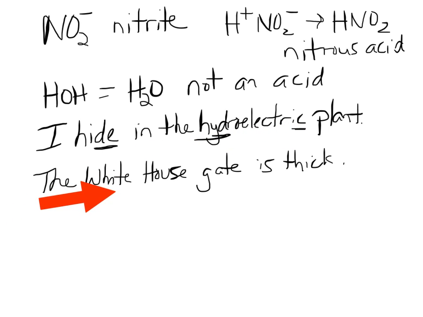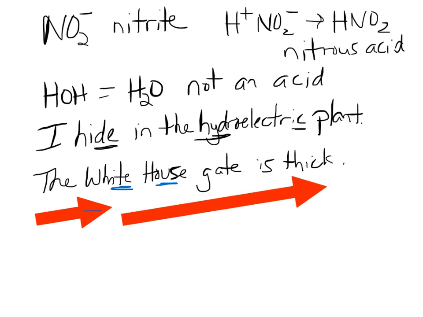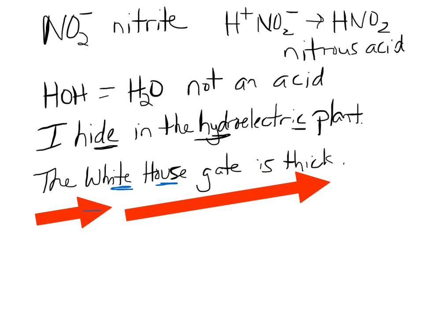When we get to the White House gate is thick, you're going to see the ITE ending and the OUS together, so the White House. So the ITE and OUS go together, and when you get to the second part, you have ATE and IC. So those two, the thick gate, also go together. So these two sentences will help you with the rules for naming acids.